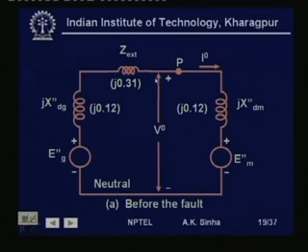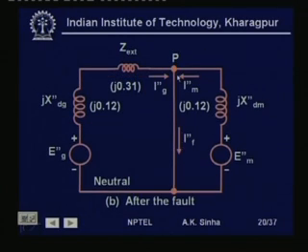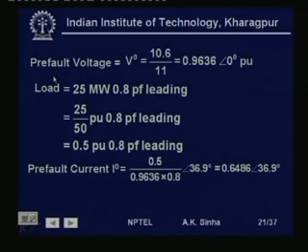So, the first thing that we need to do is find out what the voltage is before the fault at this point. This is what we call the before fault voltage V 0. Now, this is already given in the problem as 10.6 kV. We will have to convert it to the per unit system. So, we have the pre-fault voltage V 0 equal to 10.6 by 11, that is 0.9636. We are assuming this as the reference voltage, so its angle we have taken as 0 degree.